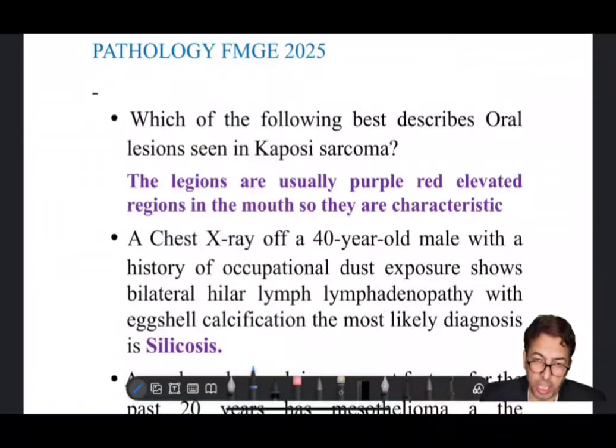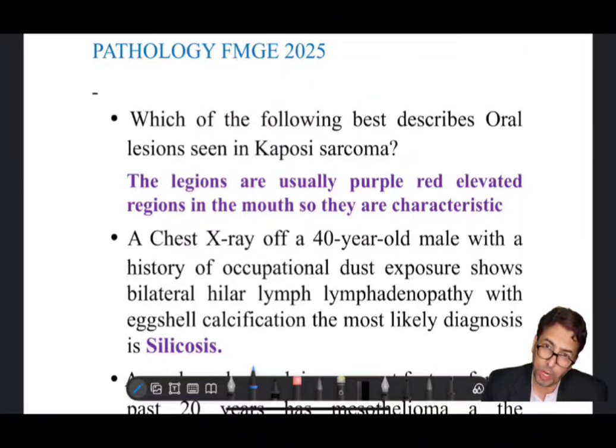Now we'll be discussing the FMGE questions which were asked recently, just yesterday. So pathology questions, first of all, we'll be dealing with the pathology questions. Now have a look into the questions and have a bit of concentration towards my explanations. Now, let's go straight. The first question asked was: which of the following lesions describes Kaposi sarcoma?